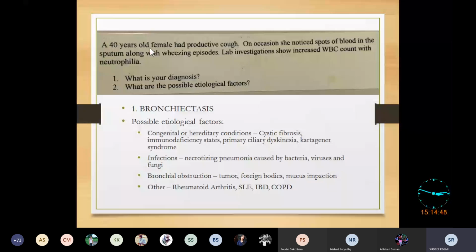Now if you are confused between the specimen of tuberculosis and bronchiectasis, sometimes this clinical history also might be of great help. On occasion she noticed spots of blood in the sputum along with wheezing episodes. Lab investigations show increased WBC count with neutrophilia. Then what is your diagnosis and what are the possible etiological factors? So these are the possible etiological factors which you already know, and if you do not know, you have to go and revise this again. And the diagnosis is bronchiectasis.